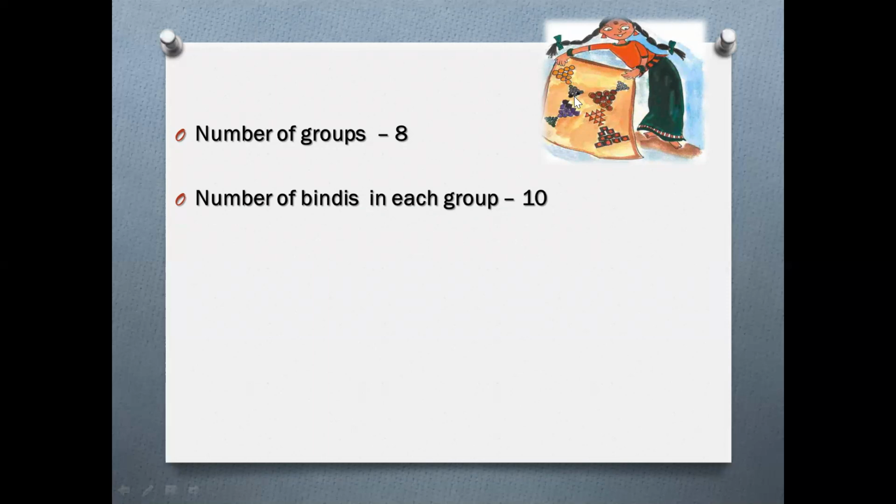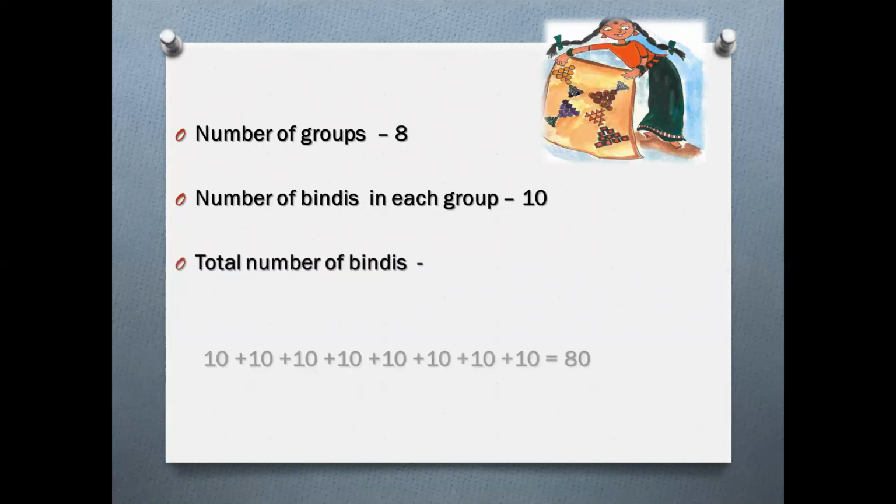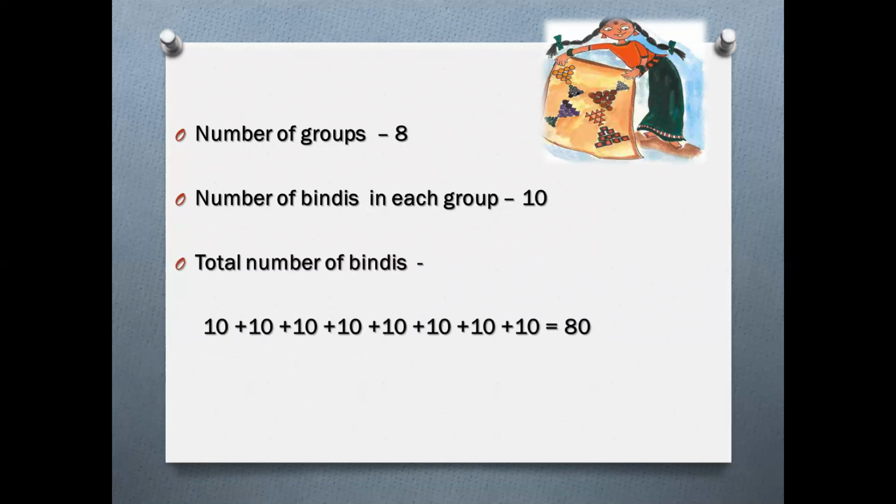10 plus 10 plus 10 plus 10 plus 10 plus 10 plus 10 and plus 10. So, total number of bindis is 80. If we add all those, that is coming to 80. Now, this can also be written as 10 times 8. 10 bindis in each group and number of groups, 8. So, 10 times 8 is 80 bindis.